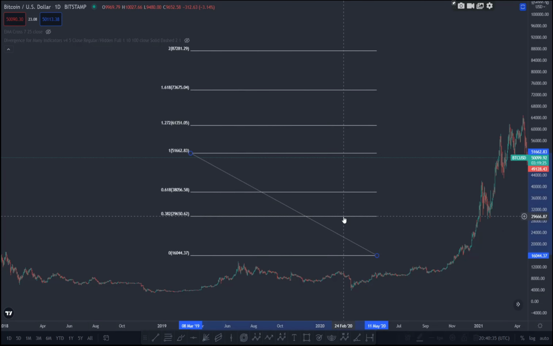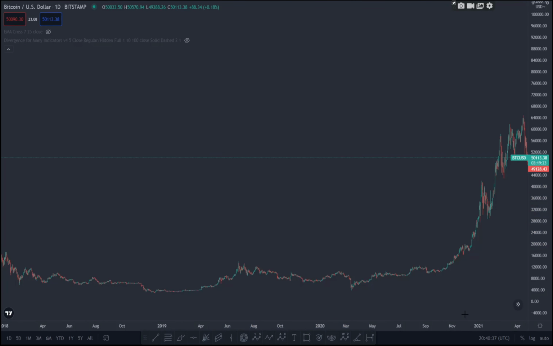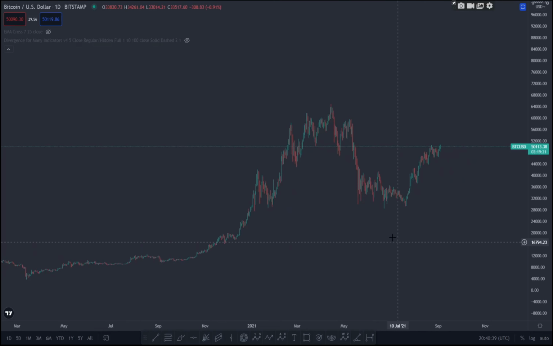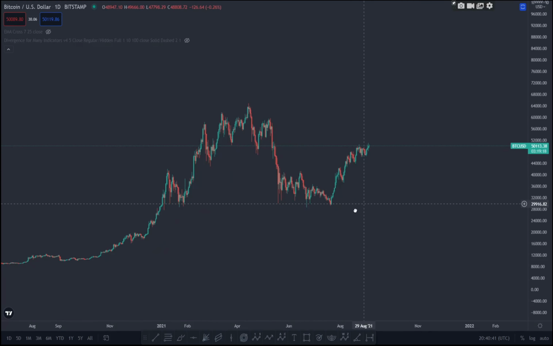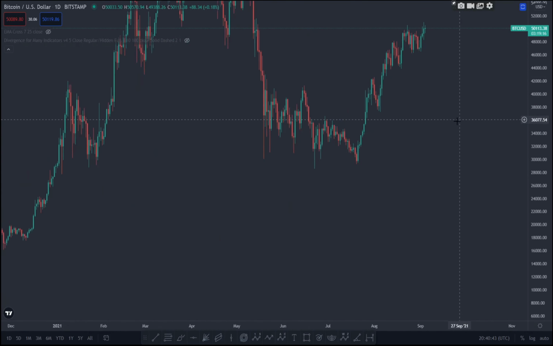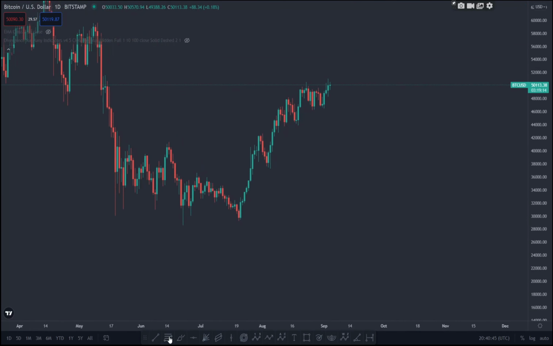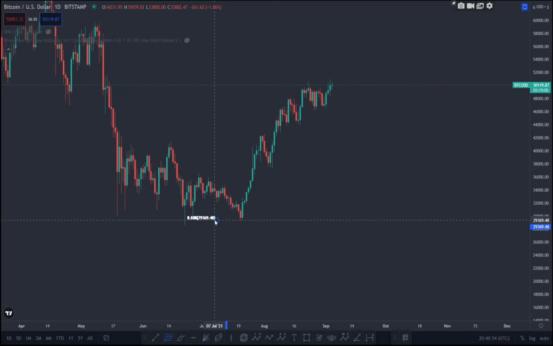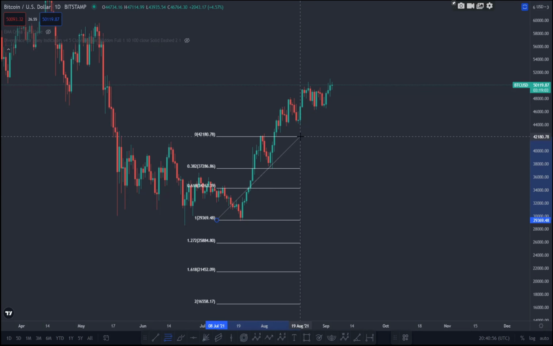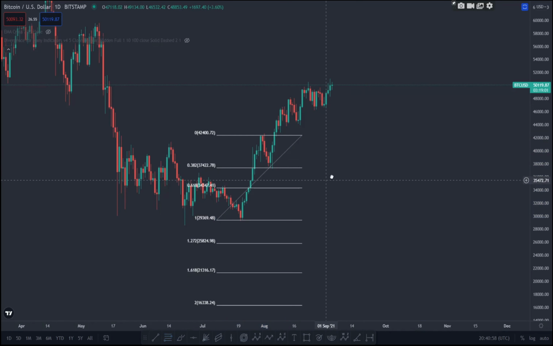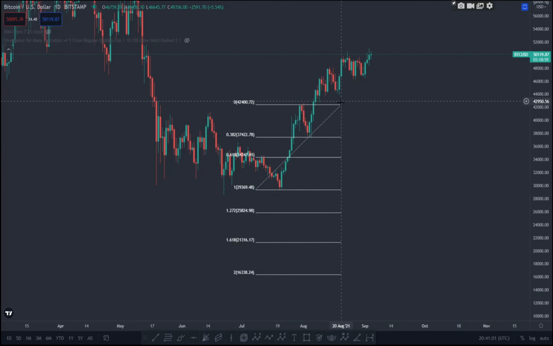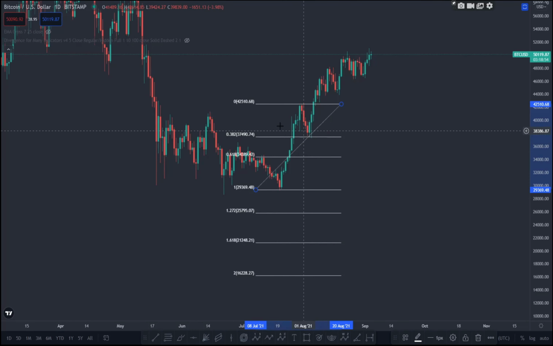So let's use this Fibonacci retracement on the daily time frame here with price action. There are two ways of drawing this. You can either go from the low to the high, and you'll see that the price bounced back or retraced to this level.